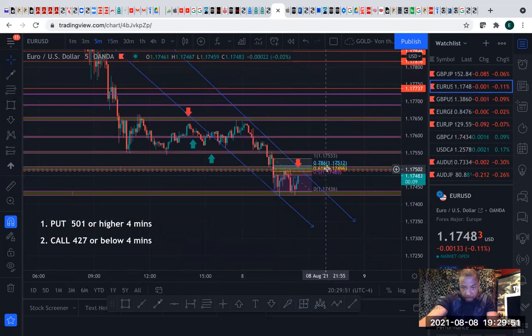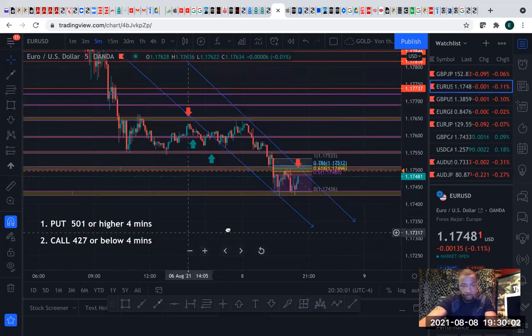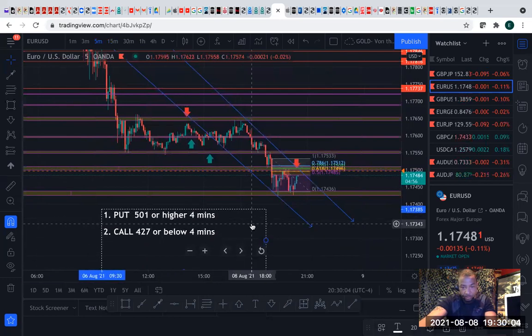So I'm gonna wait for at least 501. It looks like 504 will be the actual entry point. It's coming up now, it's at 486.